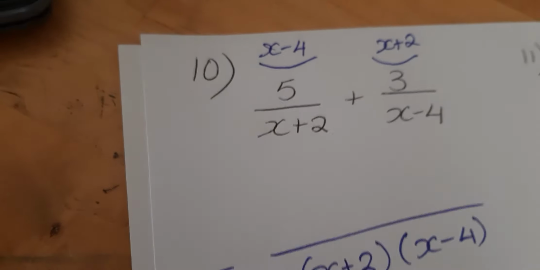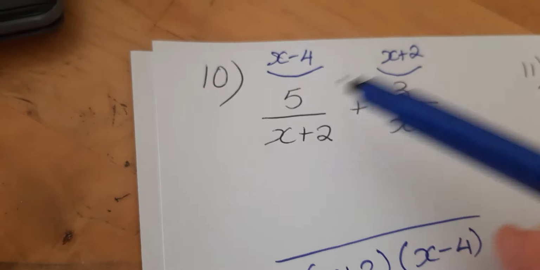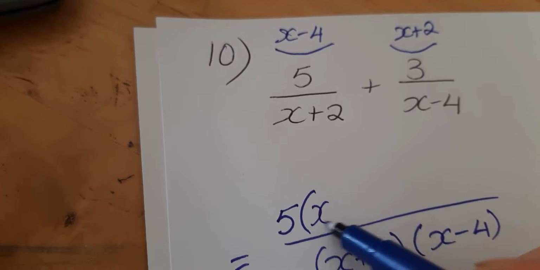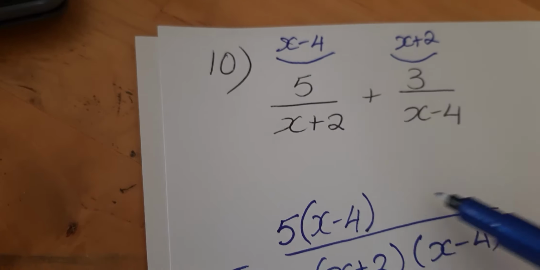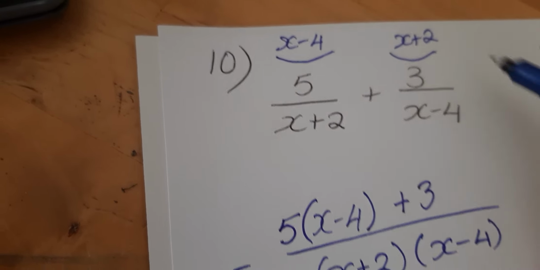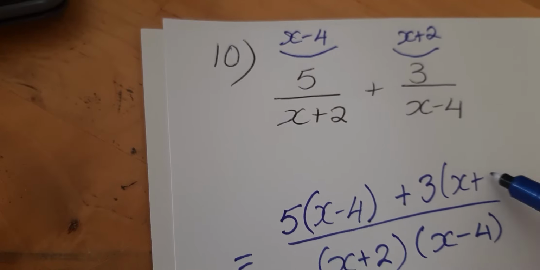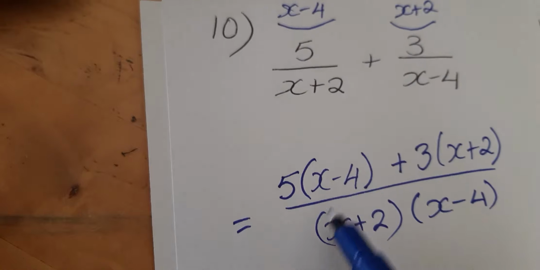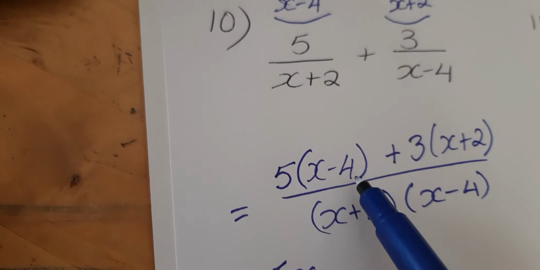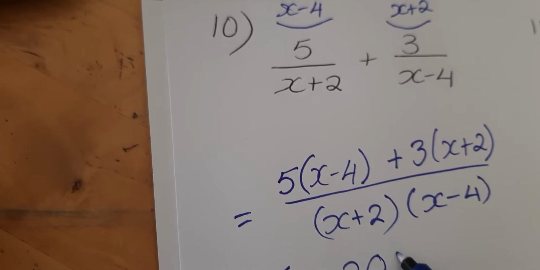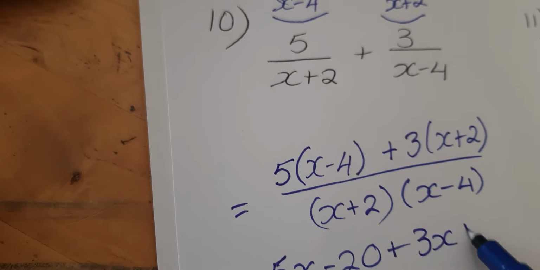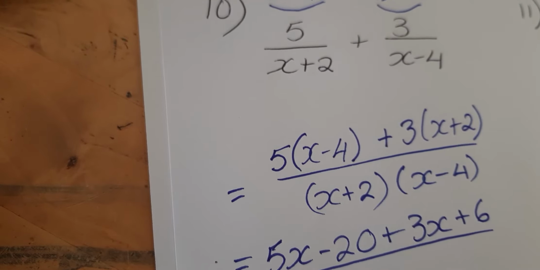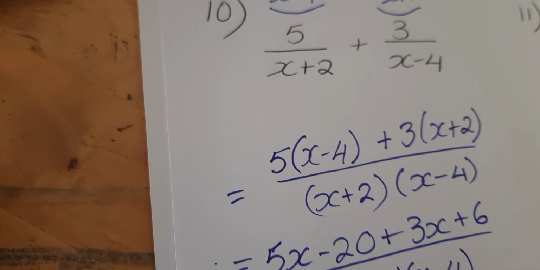So we now do our multiplication. X minus 4 times 5. I'll put the 5 first because it looks neater. 5 times x minus 4, plus 3 times x plus 2. I will now multiply those out. 5x minus 20 plus 3x plus 6, all over x plus 2, x minus 4.